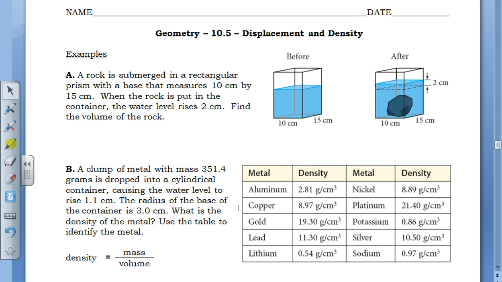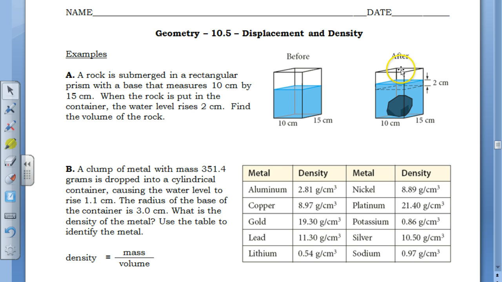Basically, if you place that object into water, however much the water is displaced, that's the volume of the object. So we have this little graphic here showing water in a little tank. When you add the rock to it, the water increased this much, so the volume of that slice of water is equal to the volume of the rock. So we can use the exact same formulas.